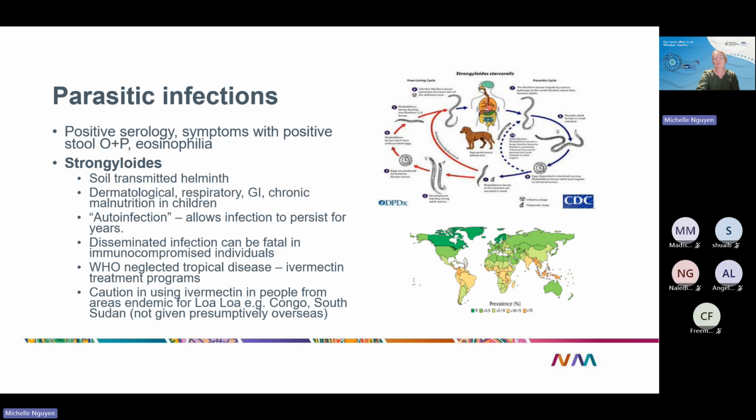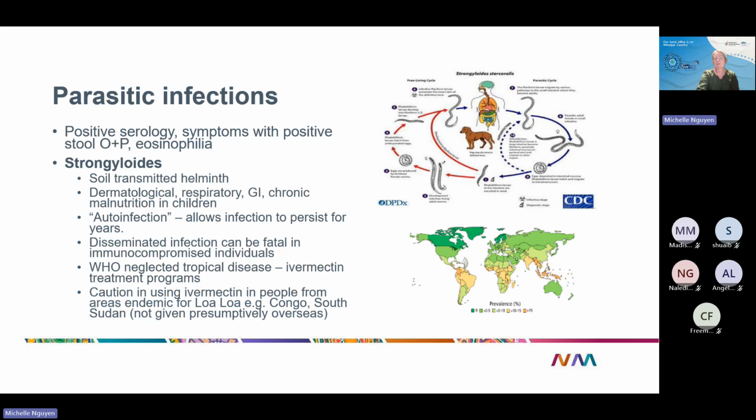Generally, although I said it can cause all of these symptoms, most people with it are asymptomatic. But it's really important because if people do have strongyloides, they can develop a disseminated infection, which can be fatal in immunocompromised individuals. So that's really why we want to pick it up and treat it.